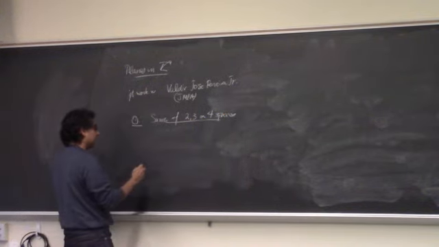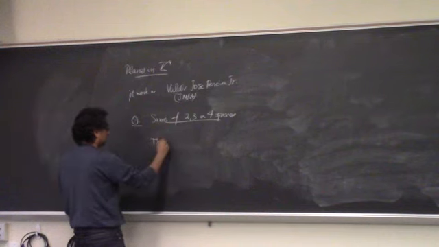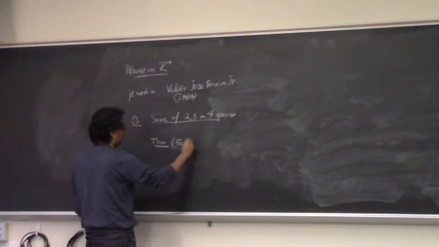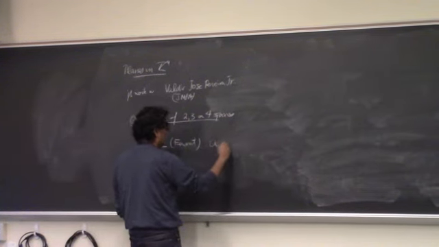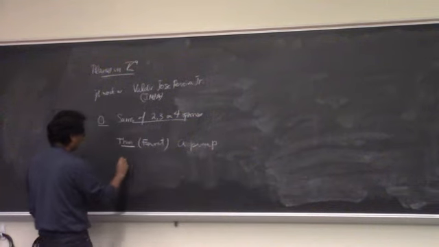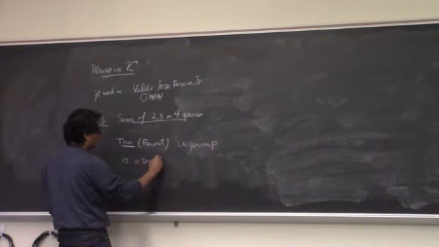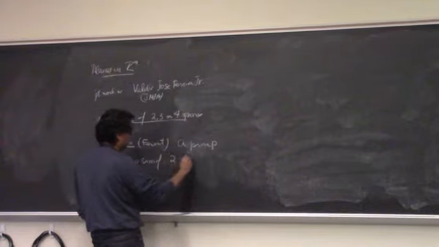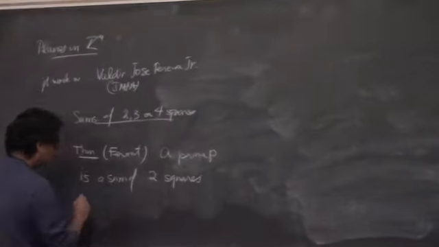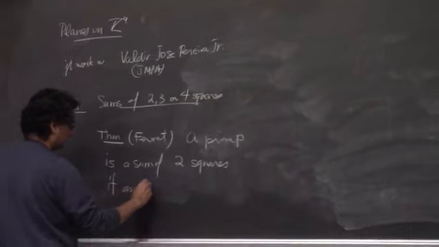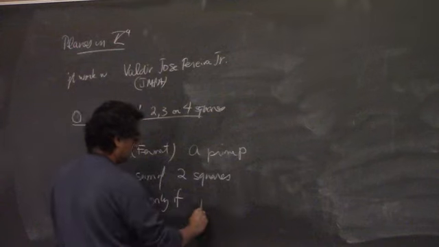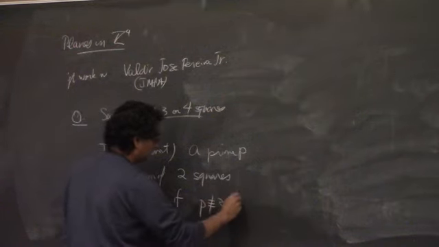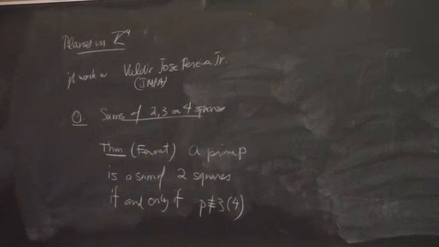Let's start with the result of Fermat. A prime p is the sum of two squares if and only if p is not congruent to 3 mod 4. This is a local obstruction, right?